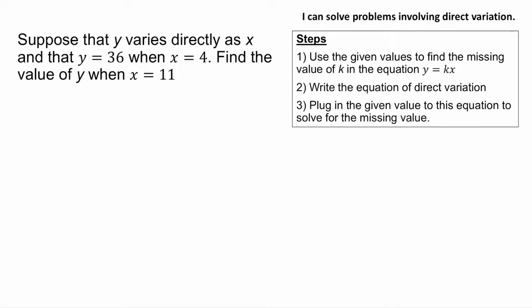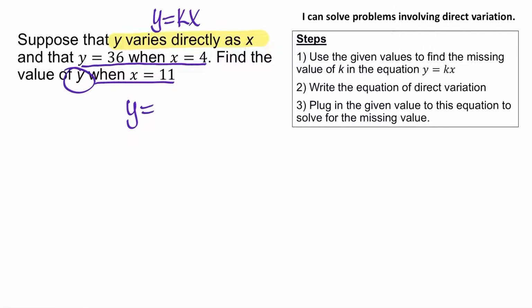Now this problem tells us that suppose y varies directly as x and y equals 36 when x equals 4. Find the value of y when x equals 11. Let's think about what we have here. We're once again told that y varies directly as x. That is our important phrase that tells us we're going to be using y equals kx. It gives us a set of conditions: y equals 36 when x equals 4. Then it says find the value of y when x equals 11.